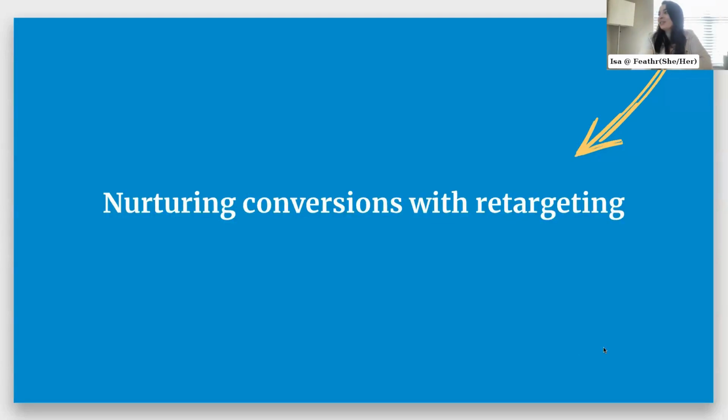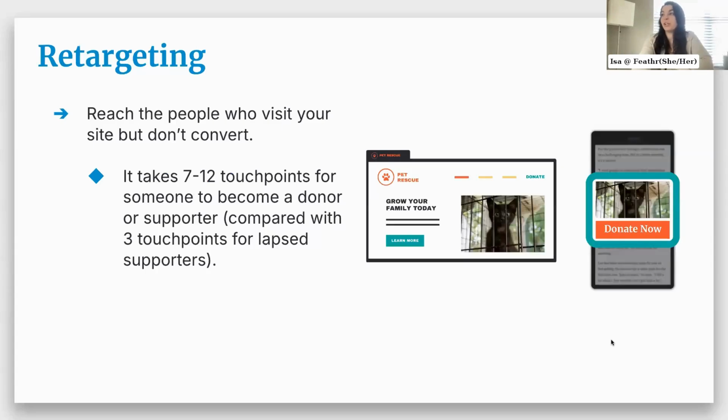Okay, let's get into this next part. Once you've gotten the word out to these new people and gotten your message in front of new audiences, how are you continuing to engage them and drive them to convert? Retargeting is one of the main ways to do this. You all are probably familiar with retargeting, but this is serving ads to people based on website visits. People aren't probably going to convert the first time that they hit your site, so you want to bring them back again and again and continue serving them ads until they do take action. There are lots of different stats out there, but it does take somewhere between 7 and 12 touch points to get someone to become a donor or a supporter.